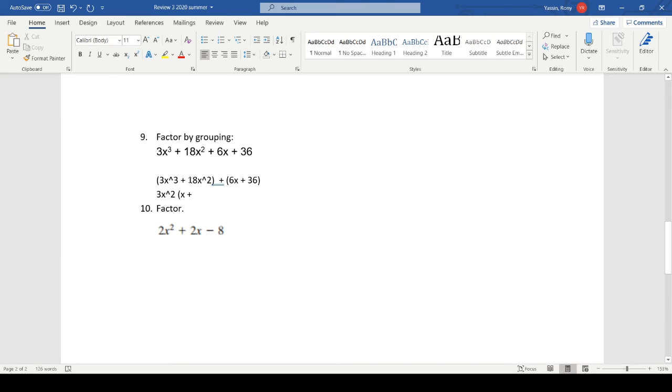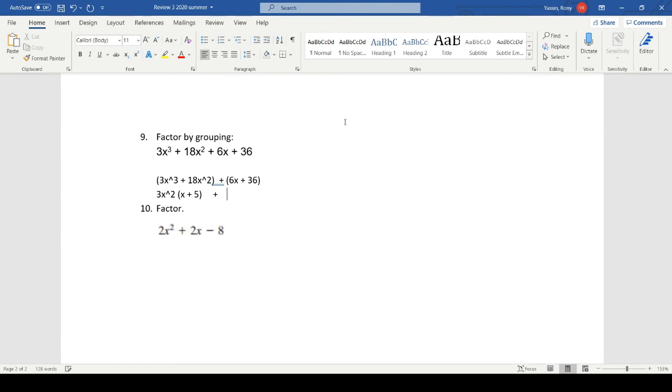Now the second one is 18x to the second power divided by 3x to the second power. So 18 divided by 3, that's 5. Okay, so 18 divided by 3 is 5. And then x squared divided by x squared, right? Well, that's just 1, so you're left over with 5. So that's that part completed.